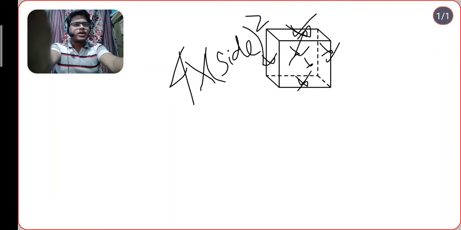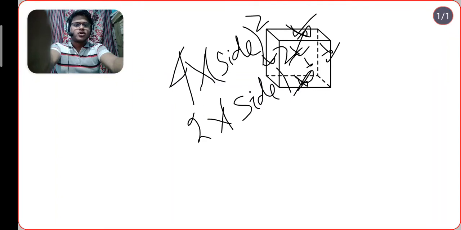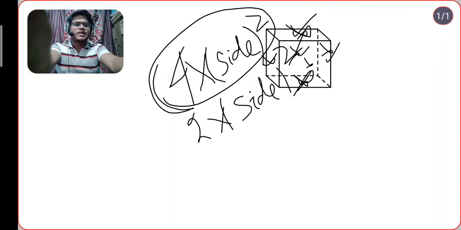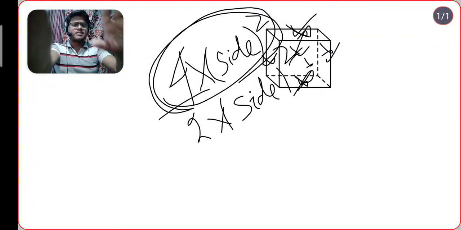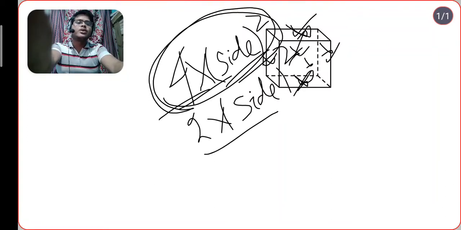And whenever we have to include the top and bottom, we get 2 into side square. So in the case of the lateral side, that means sidewise, we have to get the four distinct sidewise areas, so you have to go for 4 into side square. And after that, for the total surface, we also have to include the upper one and lower one. In that case we get 2 into side square.